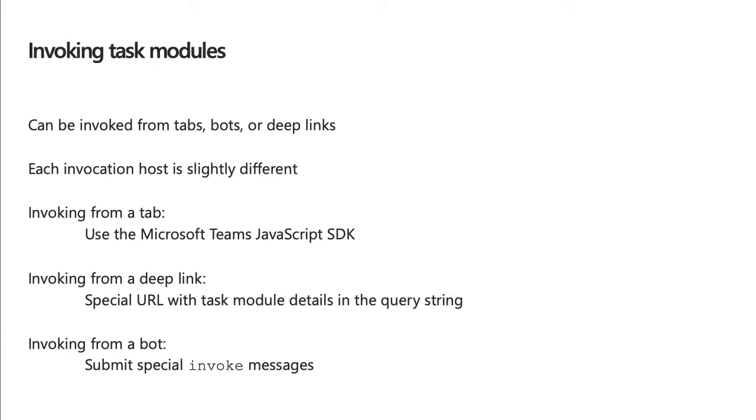For example, with tabs, the Microsoft Teams JavaScript SDK is how you're going to invoke them. For deep links, you're going to create a unique URL for the task module, and the details of it are going to be on the query string. And for a bot, you have to submit a special invoke message to the bot to get it to trigger the task module to open.